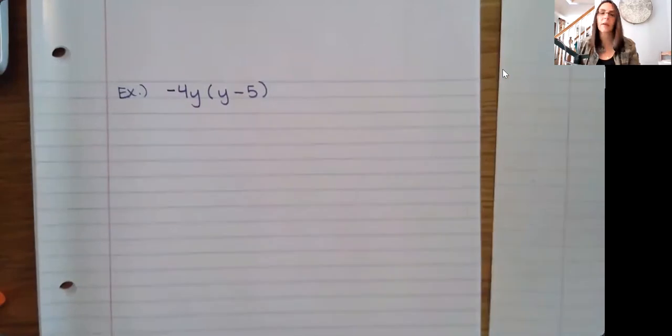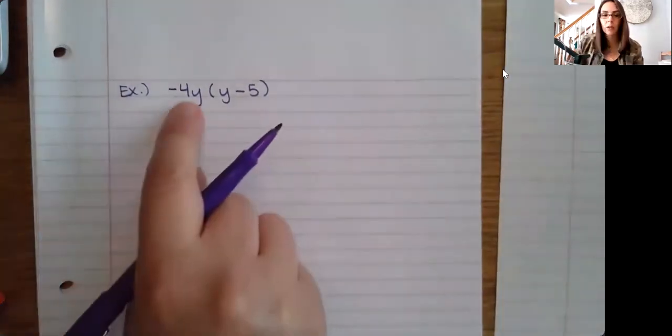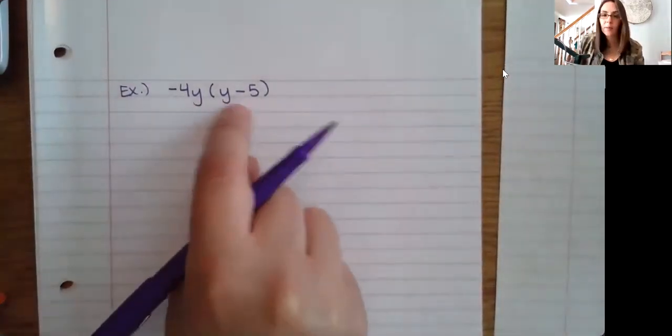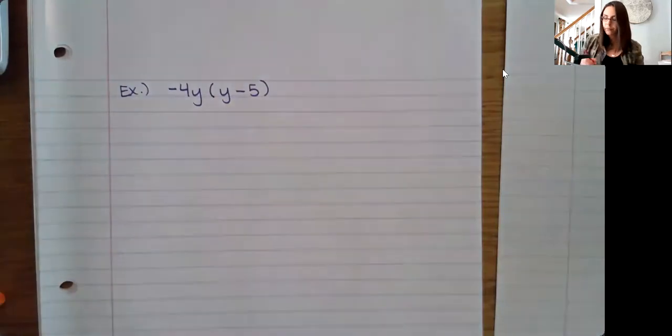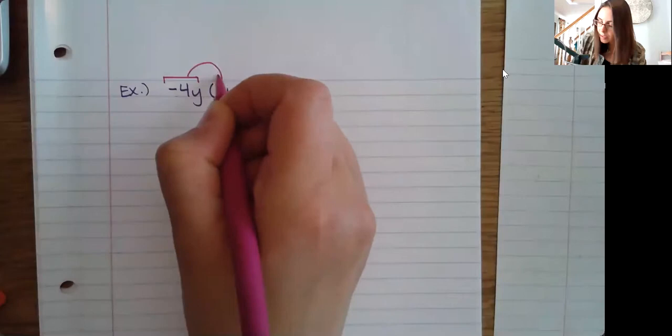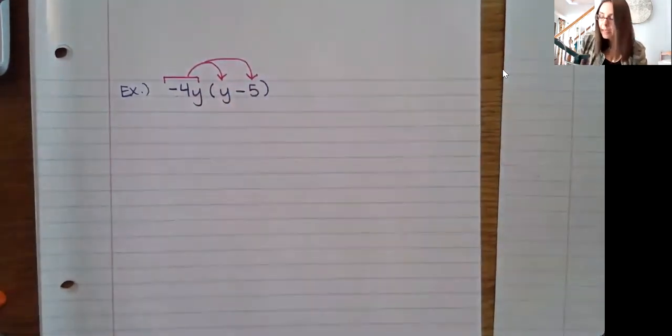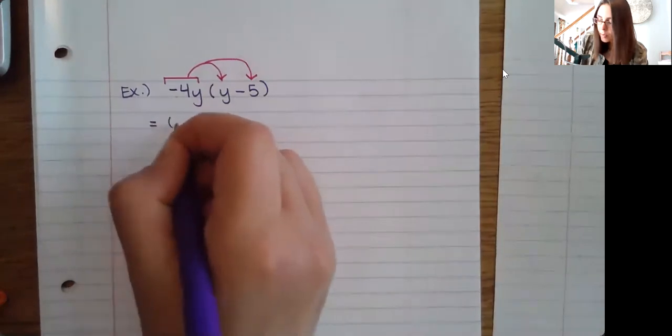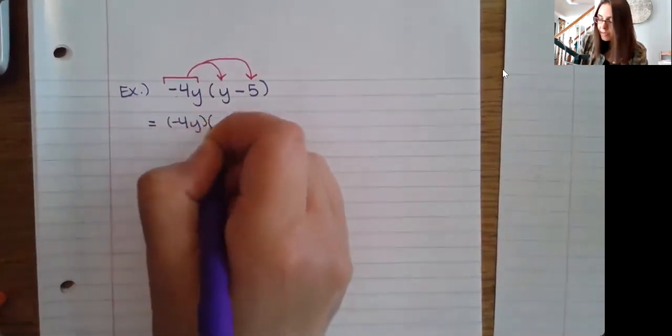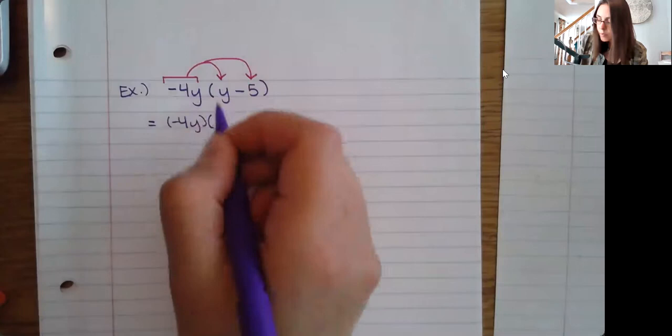So let's do another one. This time I have a monomial, so a single term, multiplied by a binomial, something with two terms. I'm going to take that negative 4y and I'm going to distribute it into the parentheses here. And if you can do this in your head, that's totally fine. If you find you're making a lot of mistakes though, just write out that next step. So negative 4y times y.